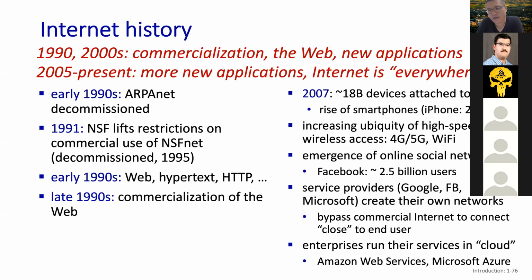But nowadays, I believe almost everyone in the States has a smartphone and access to the internet. Later came increasing use of high-speed wireless access, 4G, 5G, Wi-Fi, and the emergence of online social networks, Facebook, right? We have 2.5 billion users, and some large companies like Google and Facebook later created their own networks because they hoped their content could be passed to the end user more quickly, right?